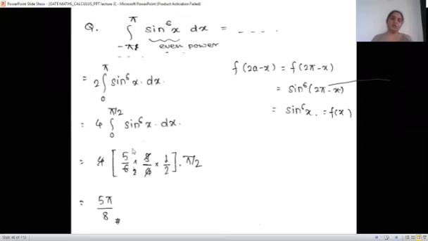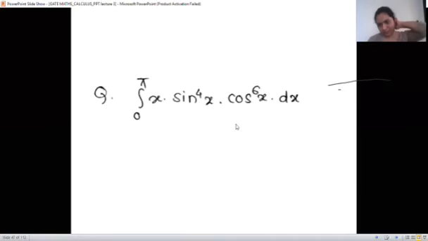And now we can use the formula. We start with n minus 1, so 6 minus 1, 5. Subtract 2, 3. Subtract 2, 1. And for the denominator, start with n itself: 6, 4, 2, and then stop. If the power n is even, then multiply by pi by 2, and if the power is odd, then multiply by 1. So it is even, so multiply by pi by 2. Solving, we'll get 5 pi by 8. The answer is 5 pi by 8.